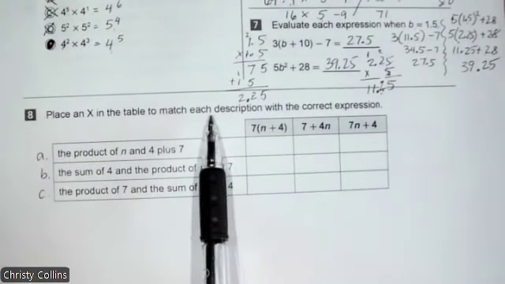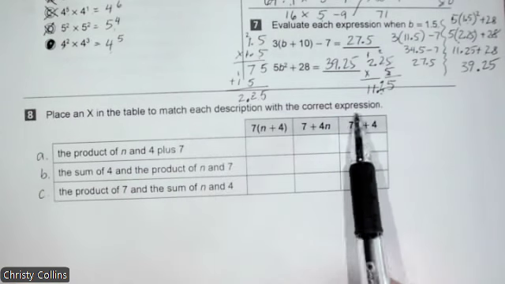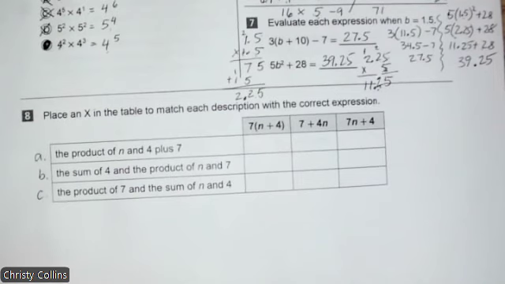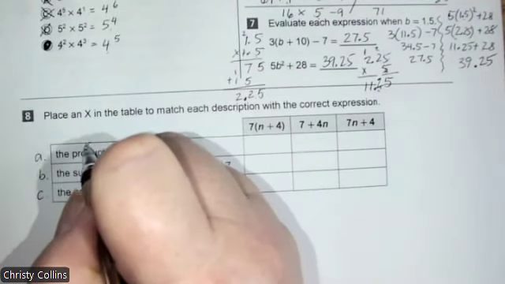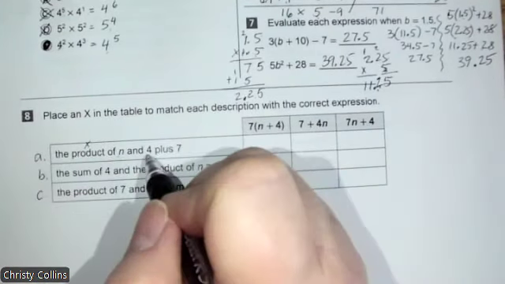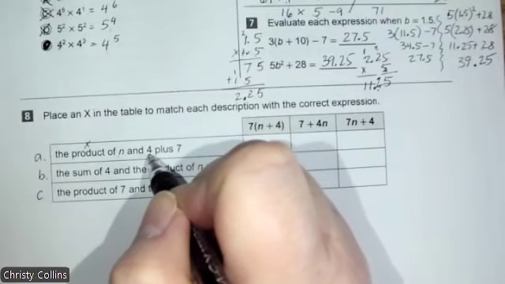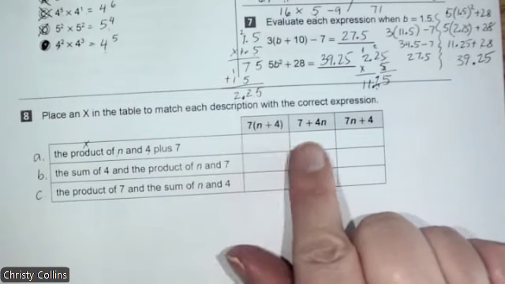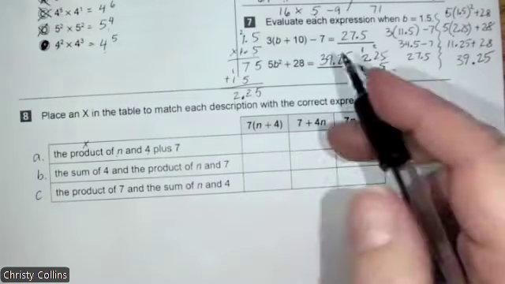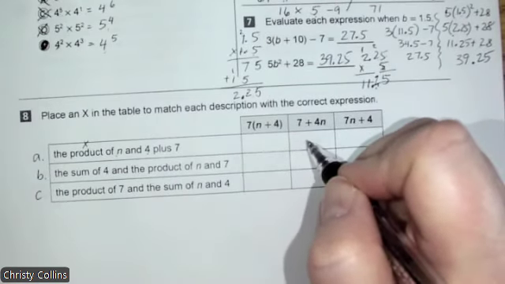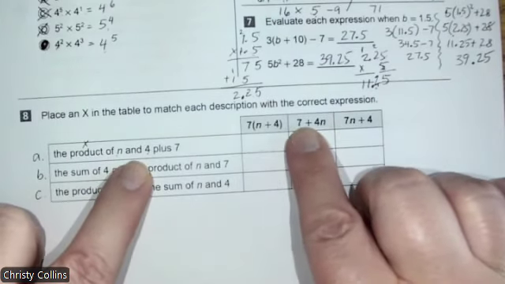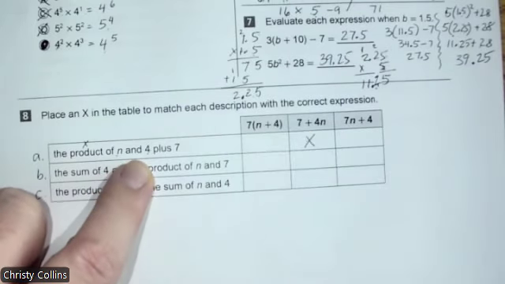Place an X inside the table to match each description with the correct expression. Letter A, the product of n and 4 plus 7. So the product is the answer to a multiplication problem. So this is n times 4 or 4n and then plus 7. This doesn't have a 4n plus 7. This does. This does not. So we have the product of 4n plus 7. The 7 is just out in the front, and that's fine.